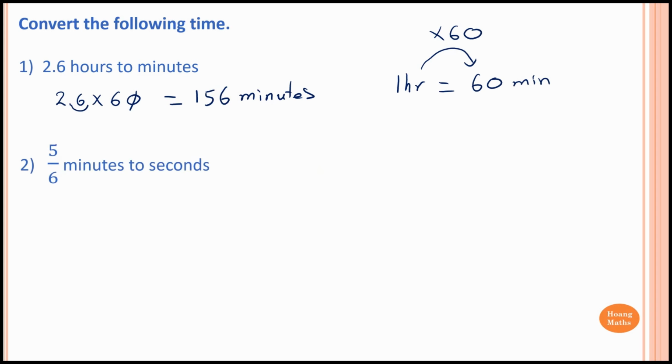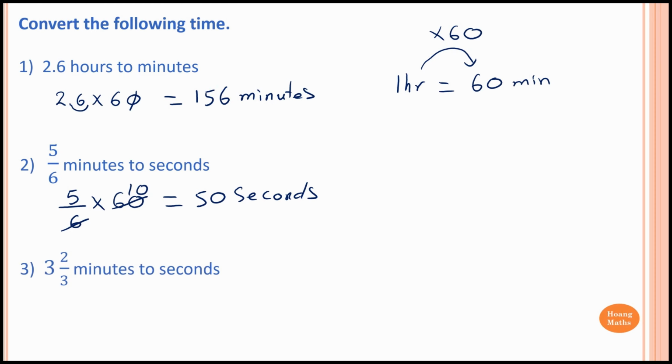Next one. 5/6 of a minute. So to do this, of course, we times by 60. So 5/6 times 60. So 60 divided by 6 is 10. So 10 times 5 is 50. So 50 seconds.